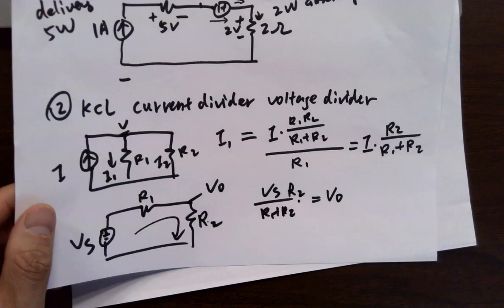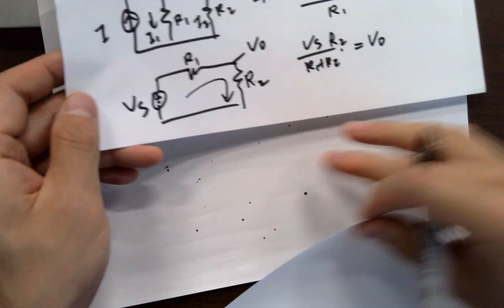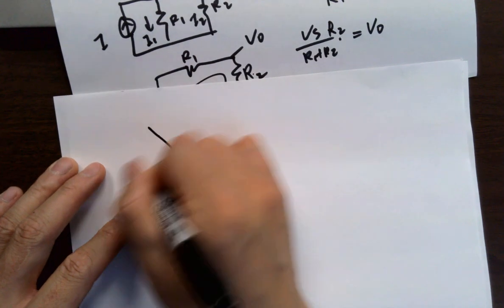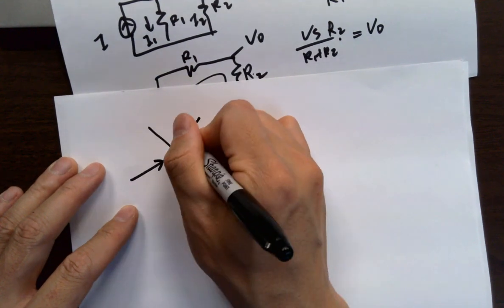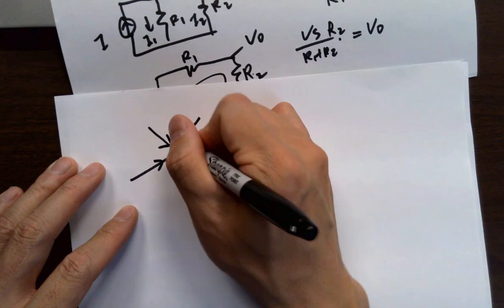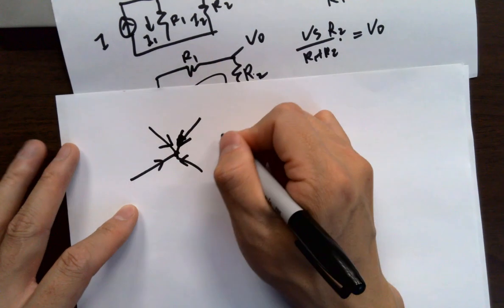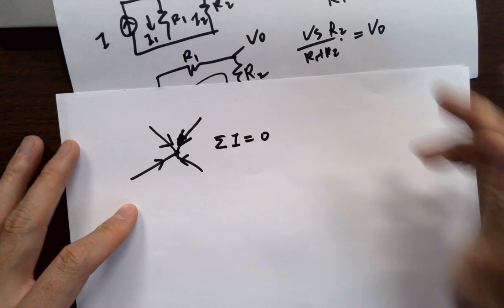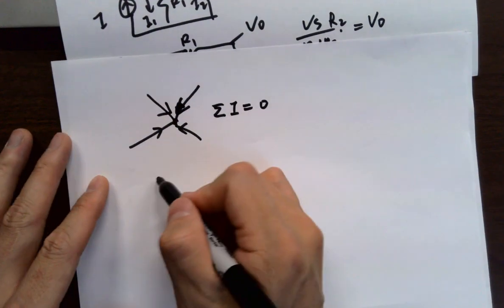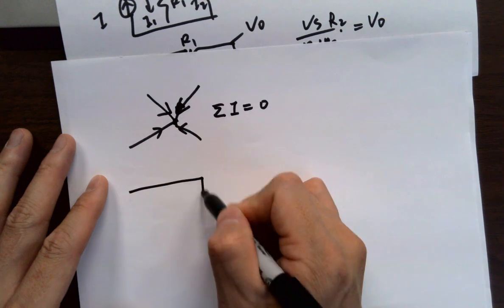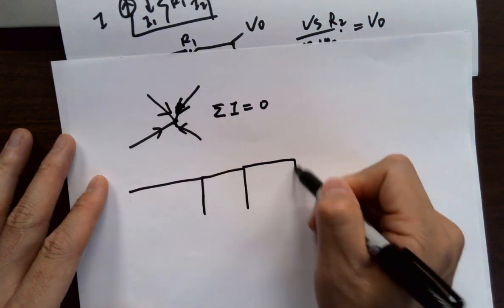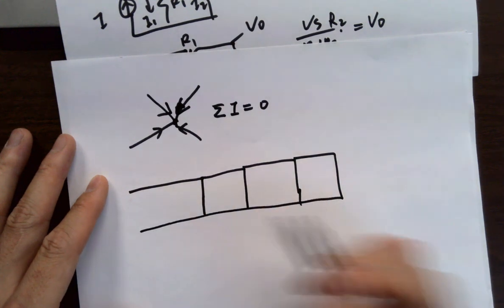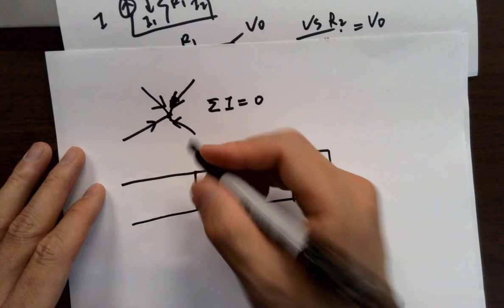And for KCL, I know a lot of people already know what KCL is, right? So the summation of all the current flowing into the node is 0. Okay? So if you have a different circuit topology like this, you should know that KCL also applies to this type of circuit.